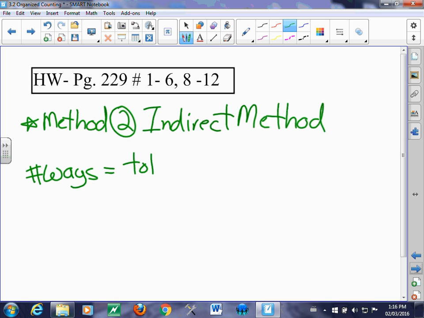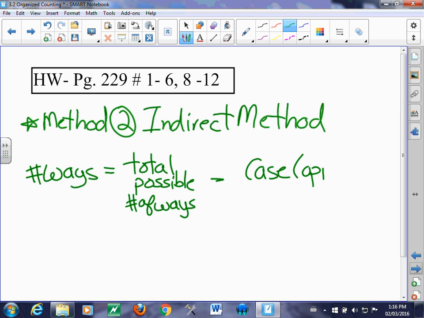equals the total possible number of ways, subtract the case that's opposite of what the question said. Oh boy. Opposite. Okay? So that means the opposite case means instead of having at least one wrong, the opposite is getting all 3 correct. And on your test, folks, I will ask you specifically to use an indirect or direct method, or I just say solve and you get to choose which method you like.